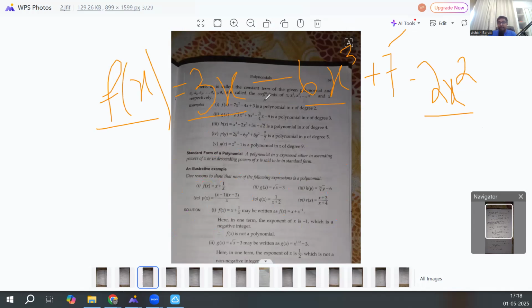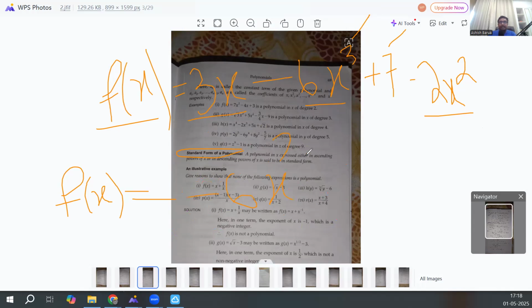Now, the question is, is it in standard form? No. To be in standard form, we need to present the polynomial either in ascending order or in descending order. So if we write in descending order, how are we going to write? f(x) is equal to first the highest order, which here is x cube. So minus 6x cube.